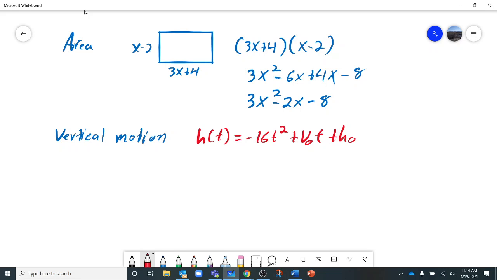And again, we can graph this, and it gives us a curve, a parabola, that is a pretty good model for vertical motion.